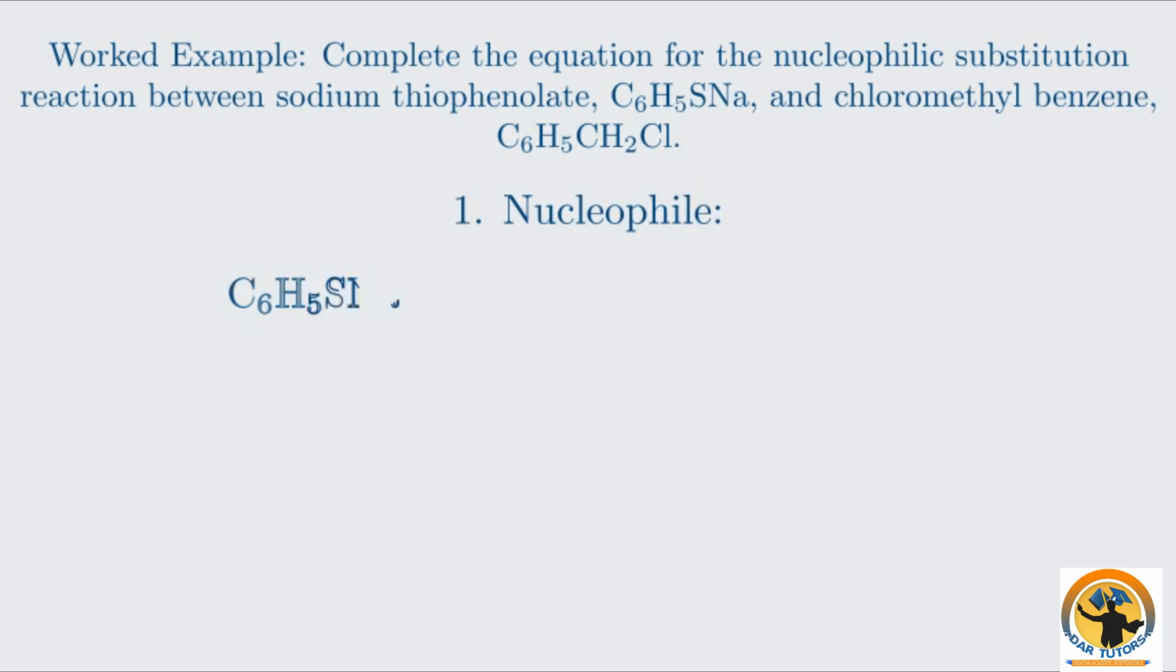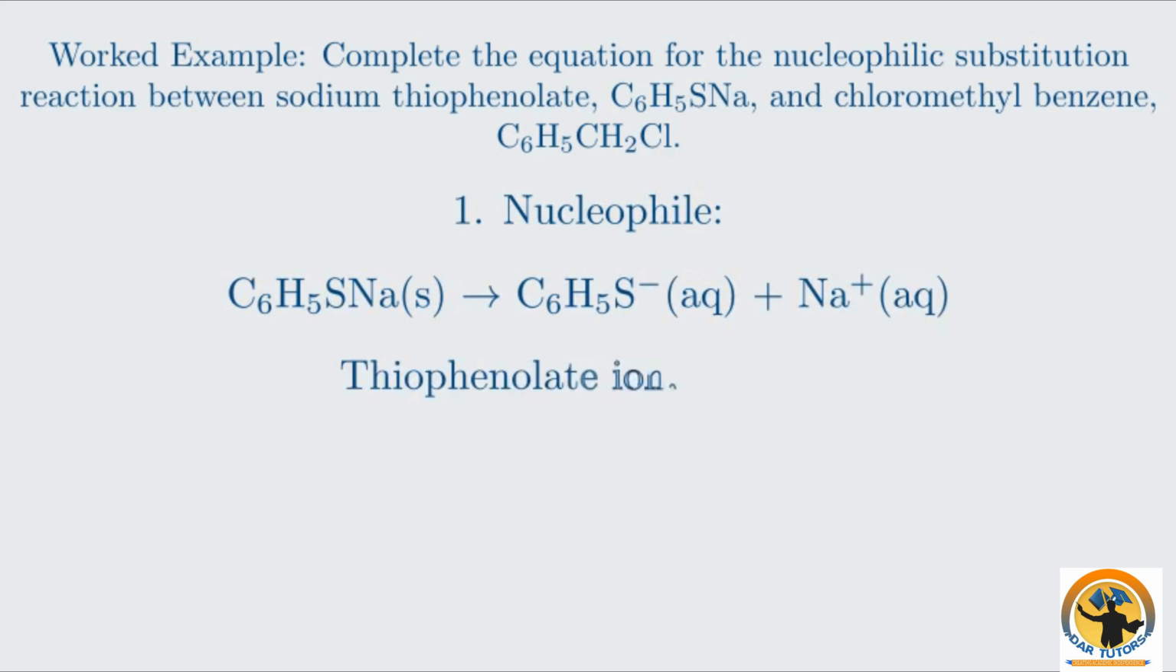Sodium thiophenolate is an ionic compound. It dissociates into a sodium cation, Na+, and a thiophenolate anion, C6H5S−. This anion has lone pairs on the sulfur and a negative charge, making it our nucleophile.